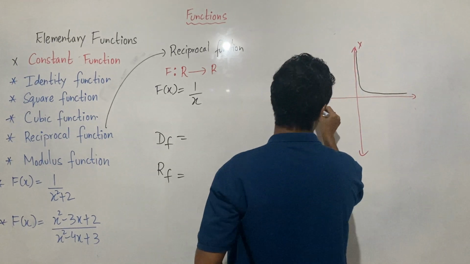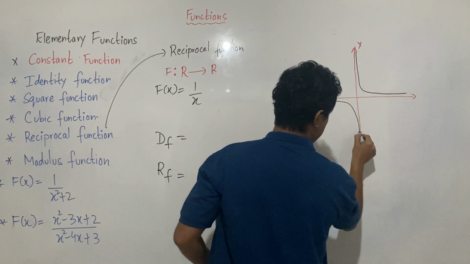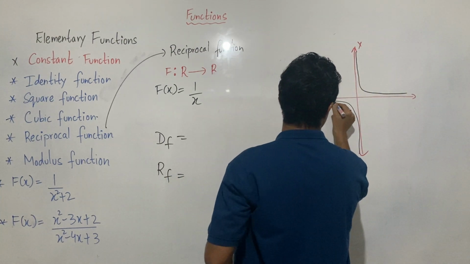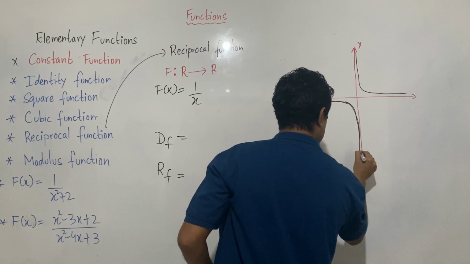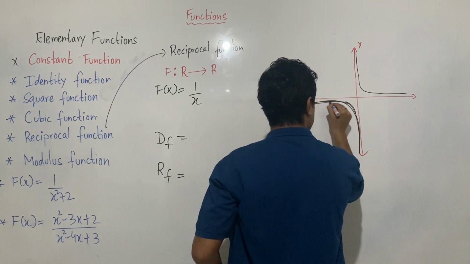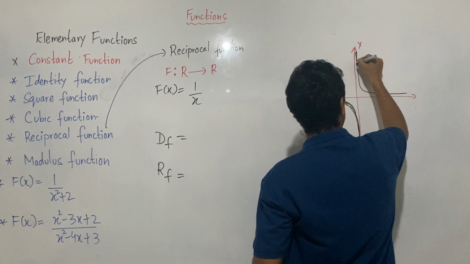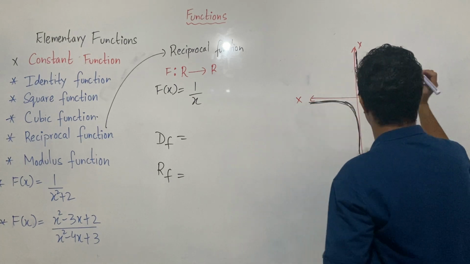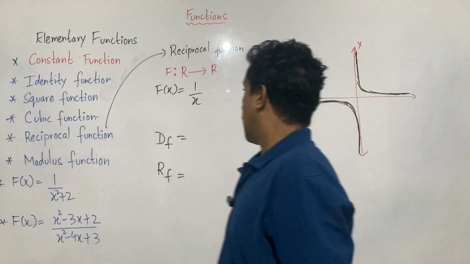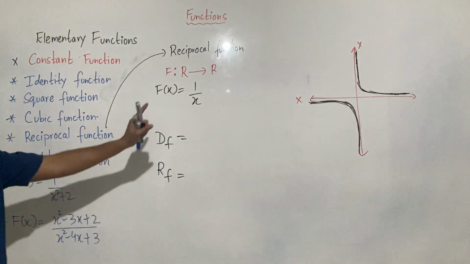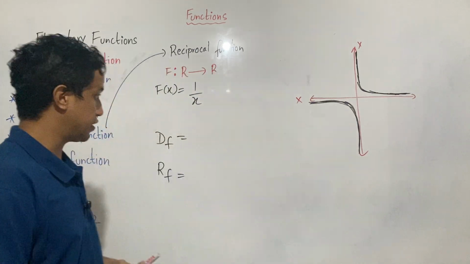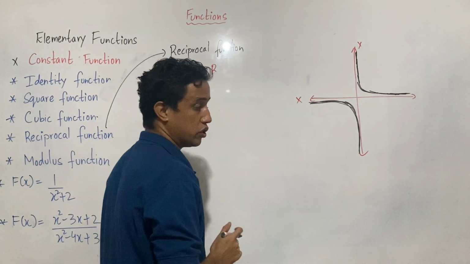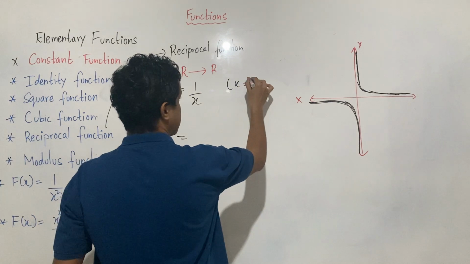Here and here, it's going to be something like this. Okay, so this is a graph of the reciprocal function. Now see here, the thing about the reciprocal function is that it is not defined for x equal to 0. Means here you cannot put x equal to 0.